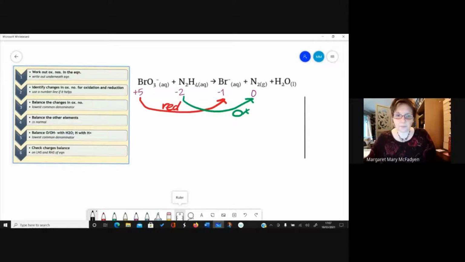So the highest oxidation state is +5 and the lowest oxidation state is -2. So I want to put those all in. +5, 4, 3, 2, 1, 0, minus 1, minus 2. So I'm going to write those in there.